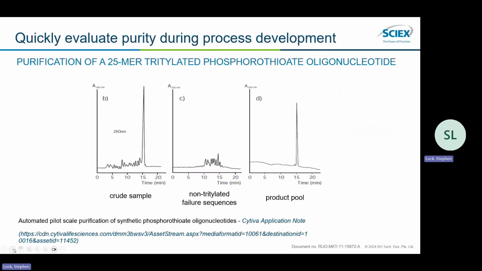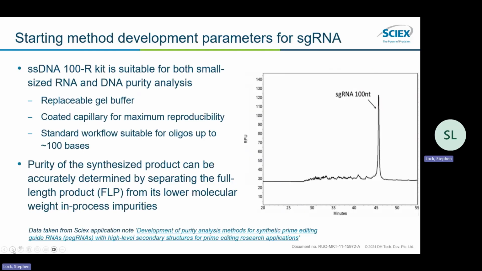This example here is taken from a Cytiva application, where we've used this CGE separation using this ssDNA kit to compare crude samples with a product pool and to see if we can separate away non-tritylated failure sequences. And this is a good way of how you could use CE as an aid for process development. That was looking at a 25 mer oligonucleotide, so similar length to, say, an ASO.